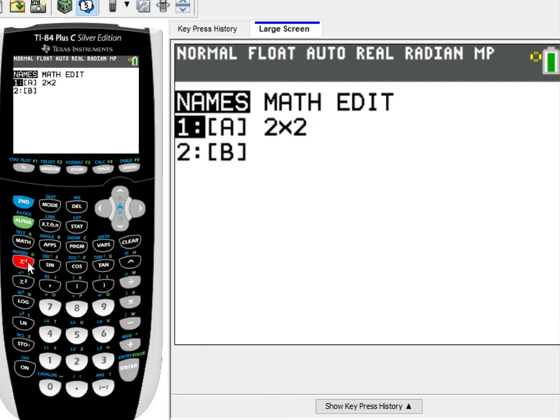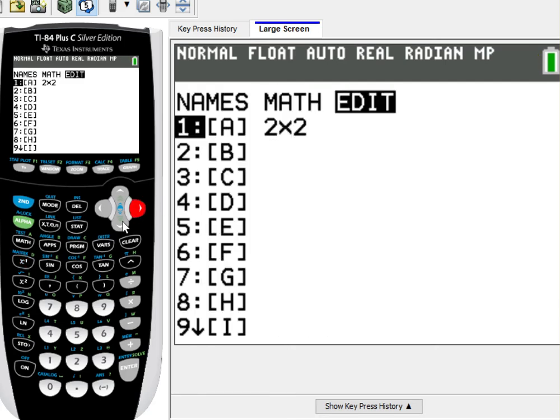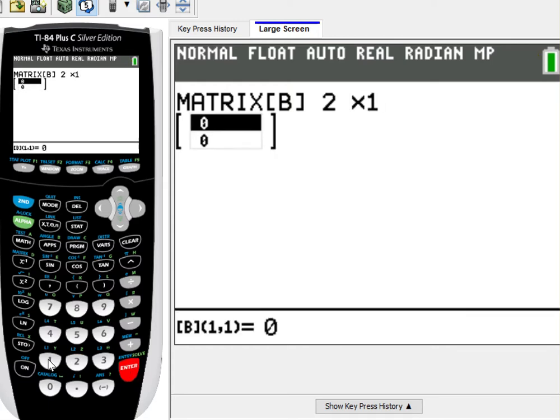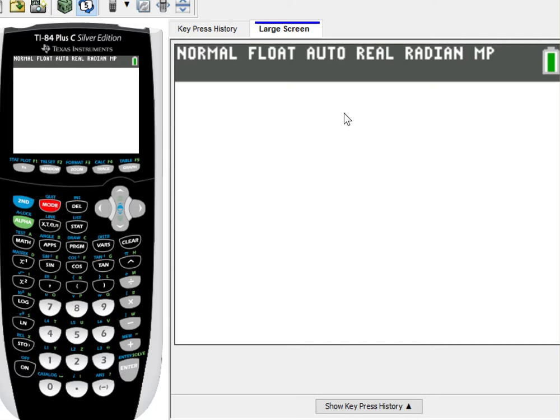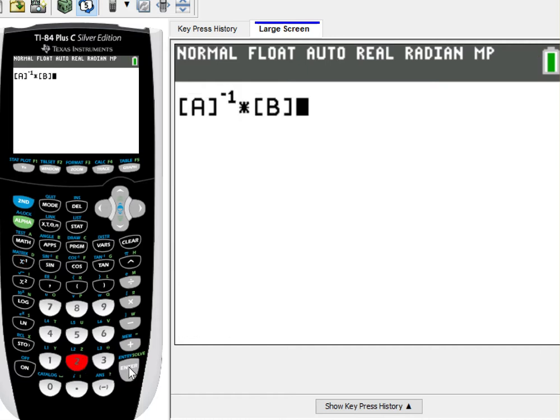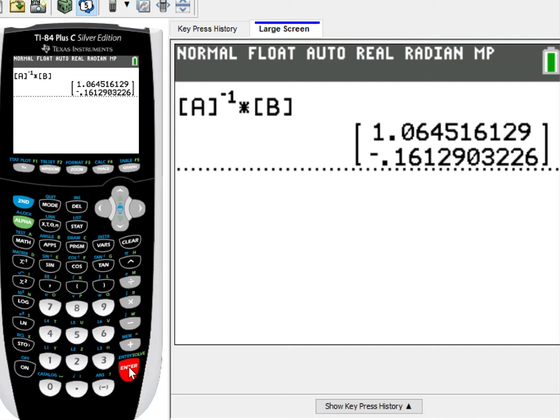Now come back to your matrix menu, and we want to edit the second matrix. Go to edit and matrix number 2, matrix B, and this one is a column matrix, 2 by 1. That's our numbers to the right, the 1 and the 4, and enter. Now you quit, and we will call the matrices in the main window. Click on second matrix, matrix number 1, that we inverse, times the matrix B, second matrix, number 2. So we do matrix A inverse times matrix B, and click enter, and that's our answer. So x equals 1.06 and y equals minus 0.16, and that's it.